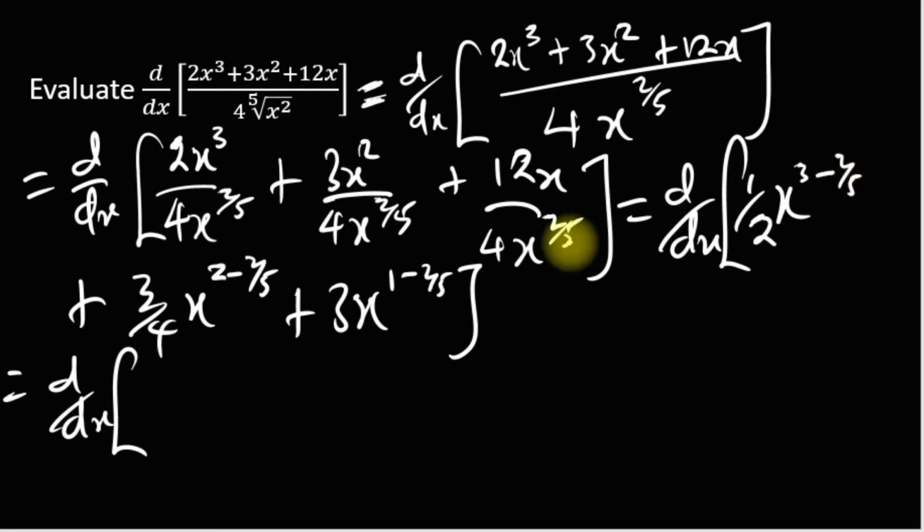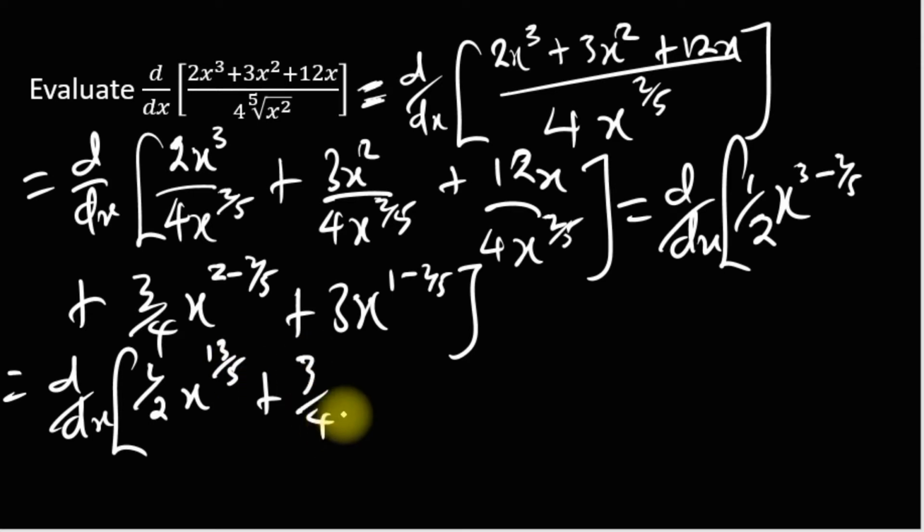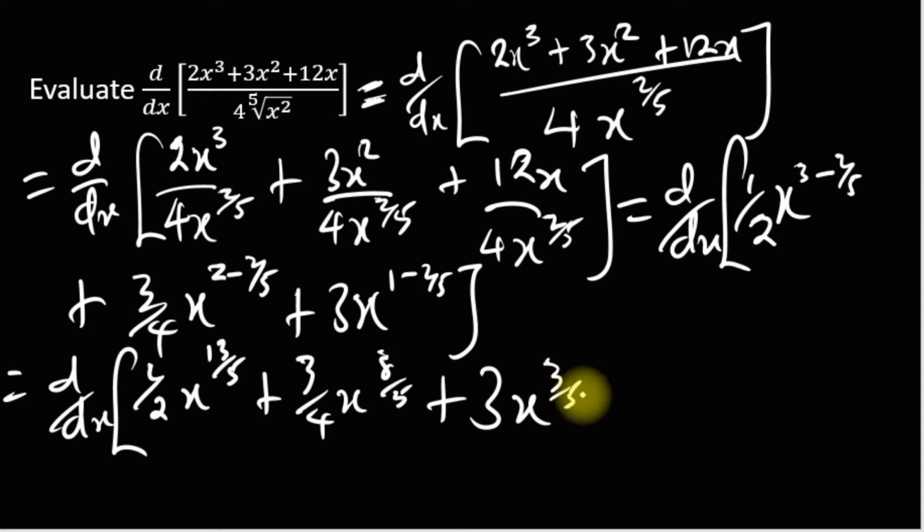3 minus that is 15 minus 2 is 13. So we have half x^(13/5), plus 3 over 4 x, 2 minus that is 8 over 5, plus 3x, that's 5 minus 2 is 3 over 5.